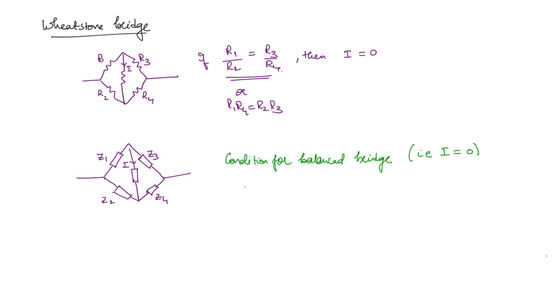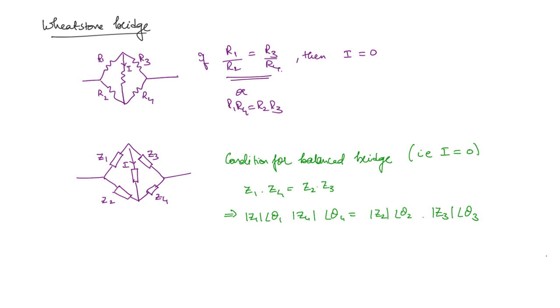So what will this be? The product of opposite impedances will be equal. This means that if you write in the magnitude-phase form, then you're going to get mod Z1 angle theta 1, mod Z4 angle theta 4 is equal to mod Z2 angle theta 2 into mod Z3 angle theta 3.